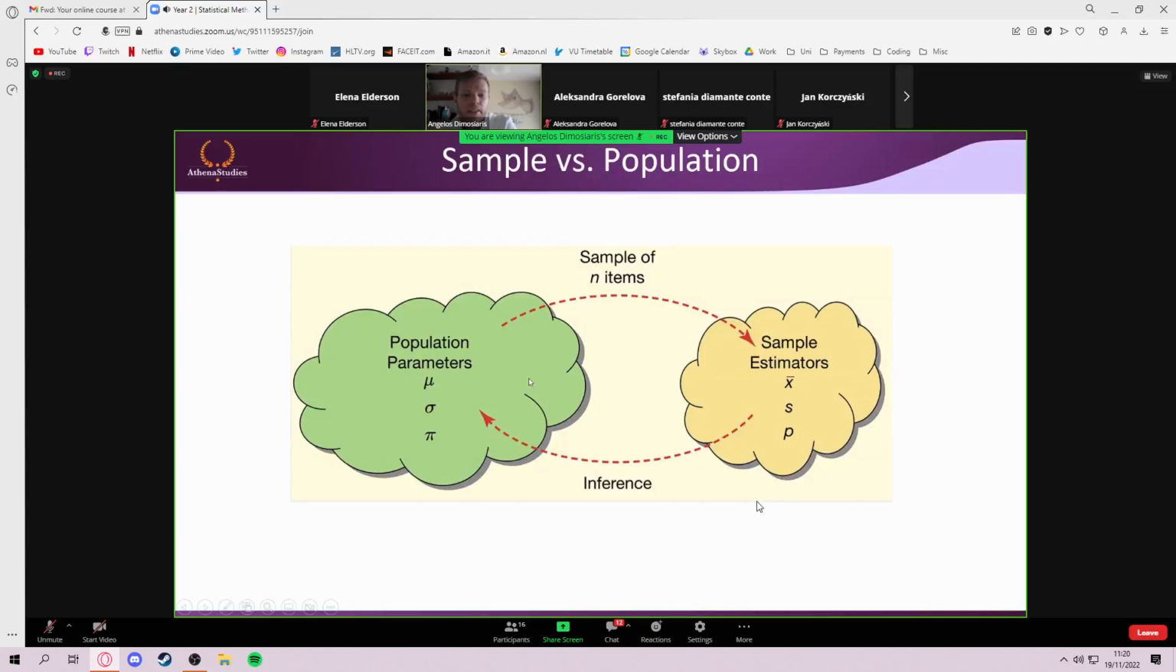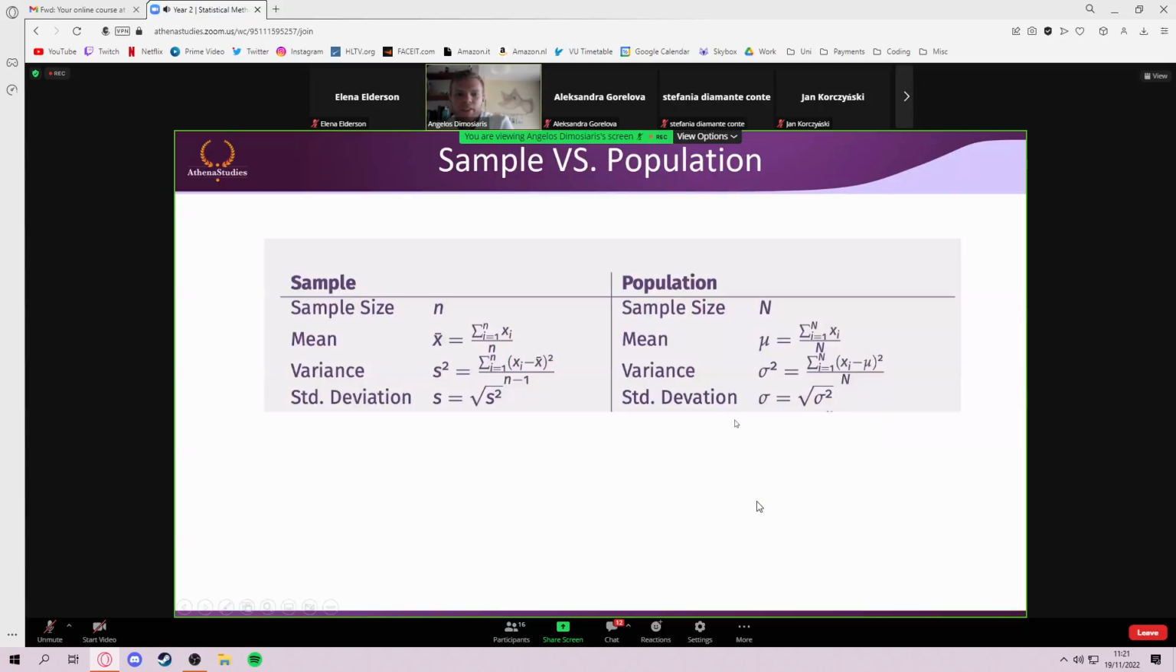Now, an easy way to remember that is that when you see a Greek letter, this has to do with the population. If you see an English letter, this has to do with the sample. And the formulas are exactly the same. They don't change at all. But here, for example, let's say the variance, instead of the mean that you have from the sample, you have the M, which is the mean for the population.